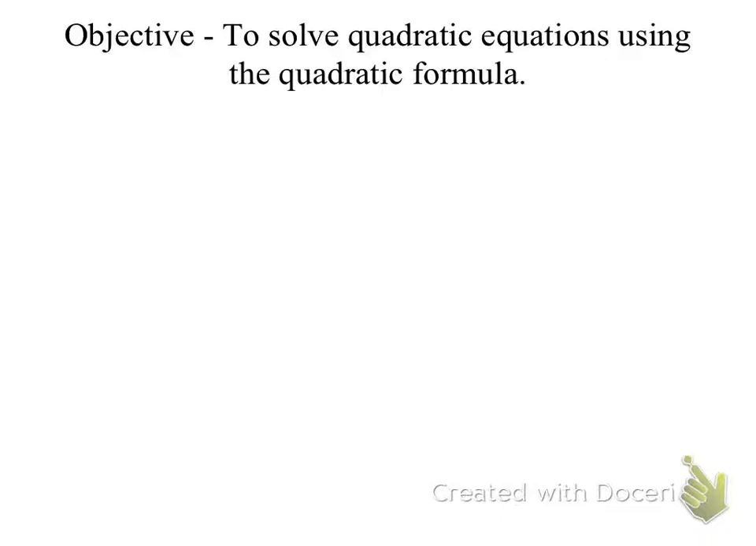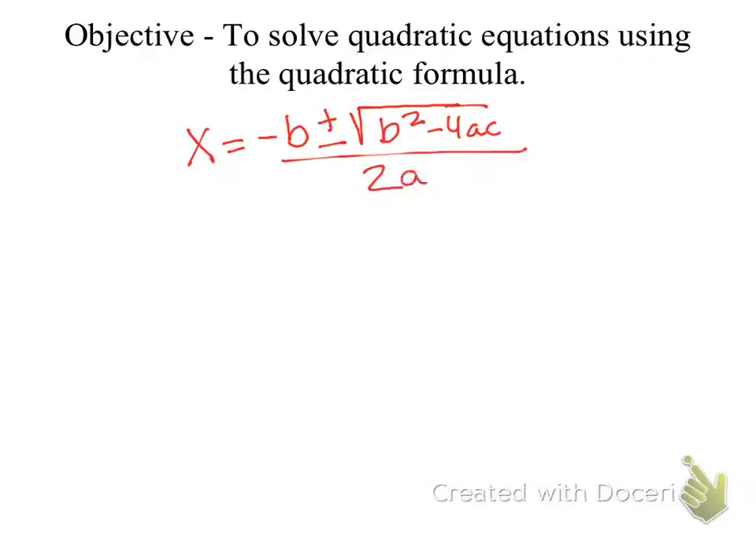Here it is. Ready? 1, 2, 3. X equals negative b plus or minus the square root of b squared minus 4ac all over 2a.